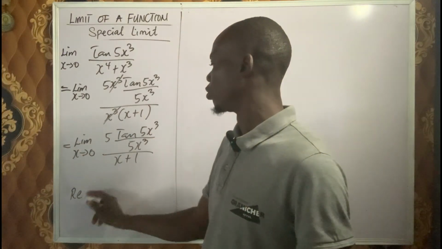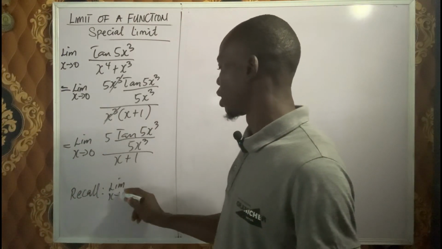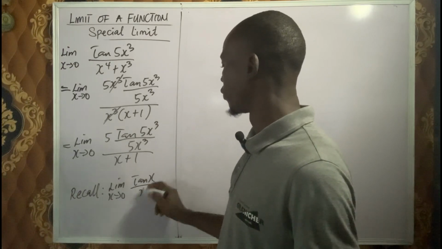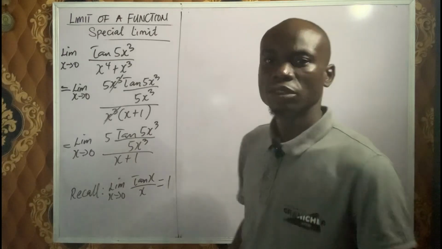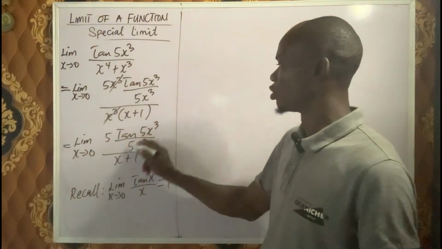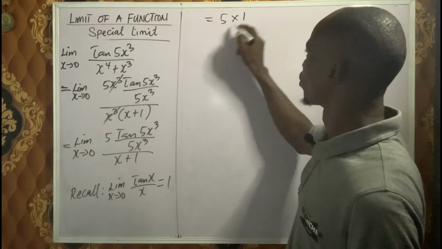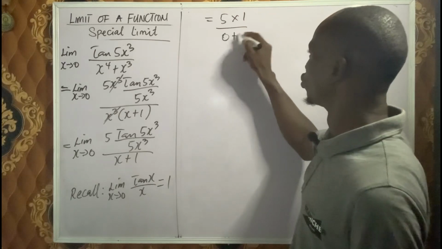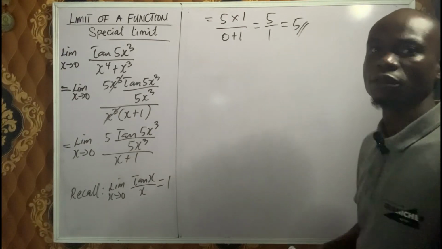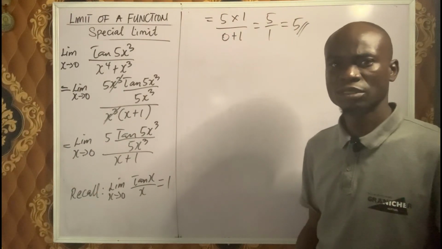Now recall, the special limit says limit as x tends to 0 of tan x over x is 1. So anywhere I see tan of a function over that function, it is 1. So this is 1. I'm left with 5 times 1 all over 0 plus 1. So this will give me 5 over 1, which is 5. So that's how we solve problems like this.